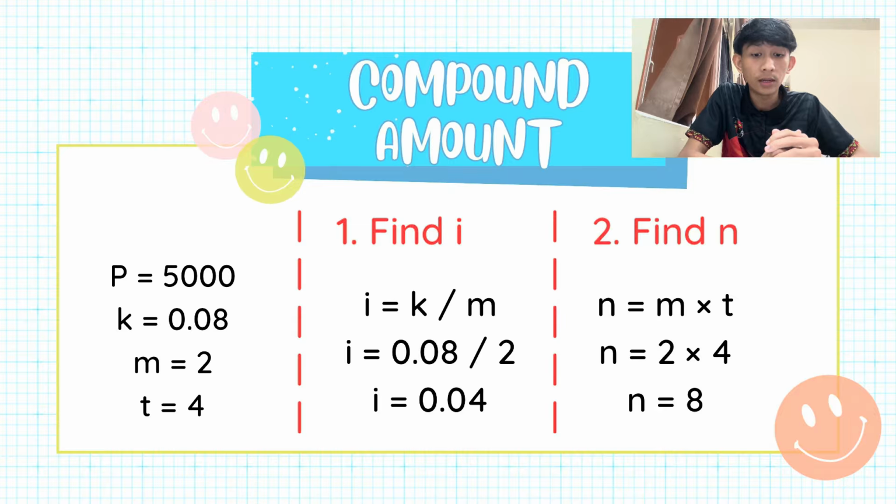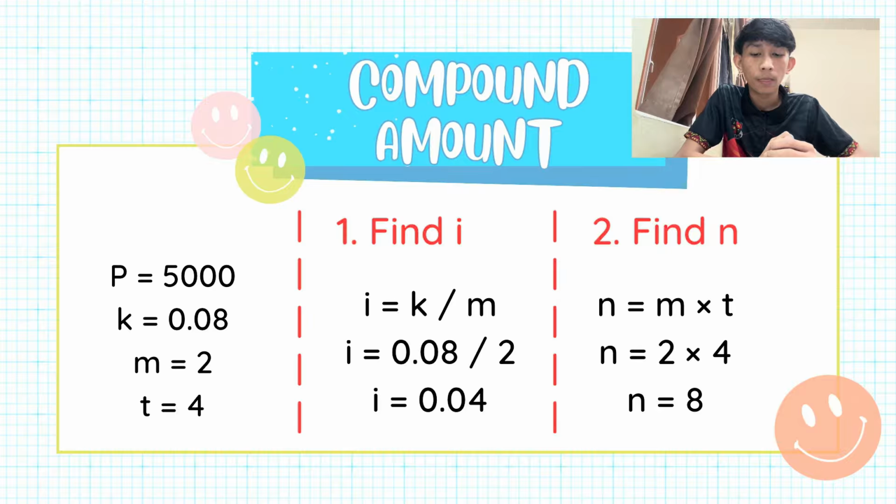So we need to find information to solve the question. P equal to 5,000. This is the principal or the starting amount of money. K equal to 0.08. This is the annual interest rate, 8% per year. M equal to 2. This means the interest is compounded 2 times a year. T equal to 4. The money is invested for 4 years.